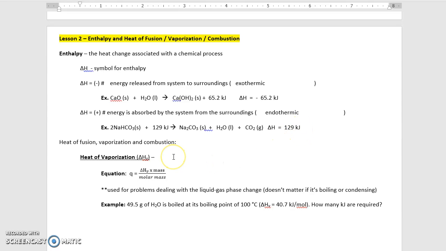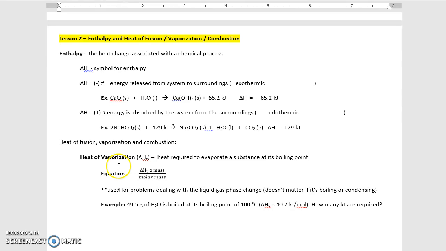Okay, so using this enthalpy, we'll use it in a couple different ways. So heat of vaporization, or enthalpy of vaporization, you'll see here that delta H. You can say it either way, heat of vaporization or enthalpy of vaporization, doesn't really matter. So looking at this, it is going to be the heat required to evaporate a substance at its boiling point.